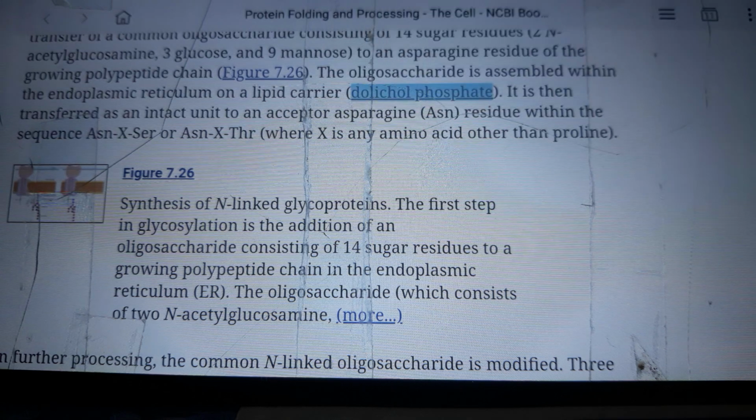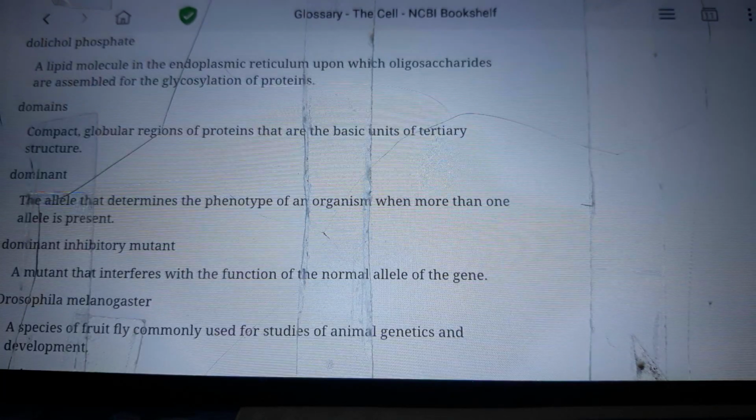Dolichol phosphate, in definition, is a lipid molecule in the endoplasmic reticulum upon which oligosaccharides are assembled for the glycosylation of proteins. So that's about the expression there. It's been explained.